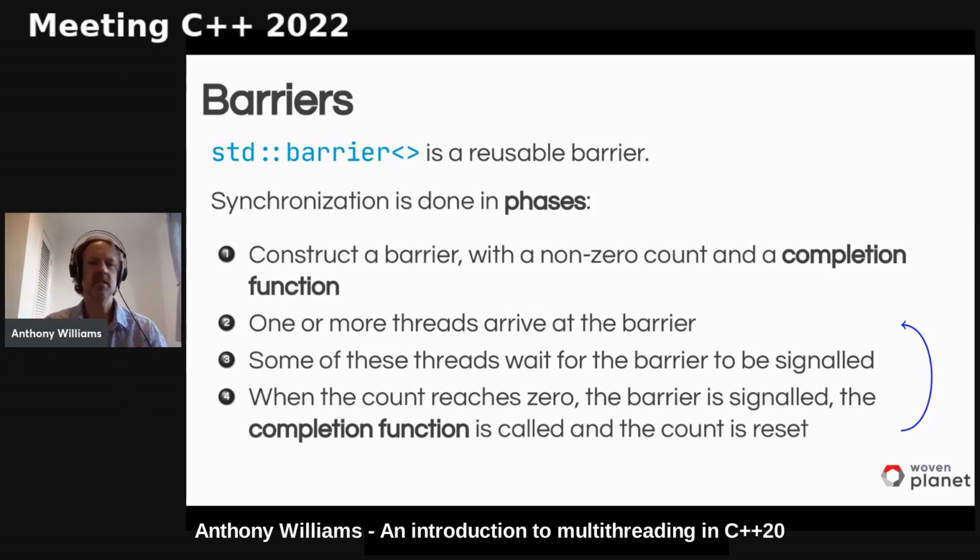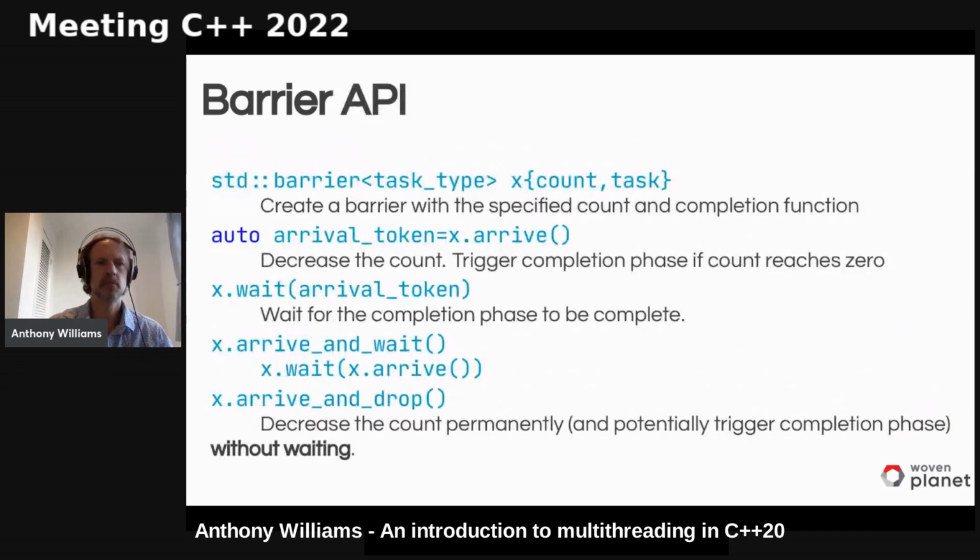So you have this continual loop processing where you have a bunch of threads that are working on the same set of data. Then they're all done, you run the completion function, and then they all work on the next set of data, and so on.